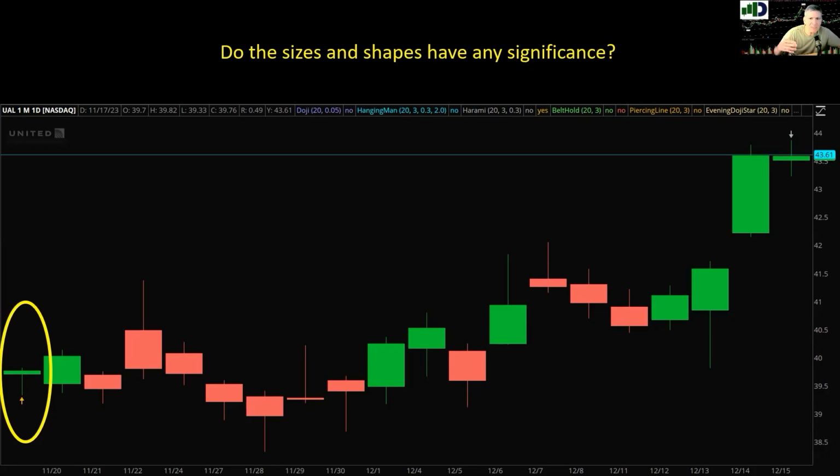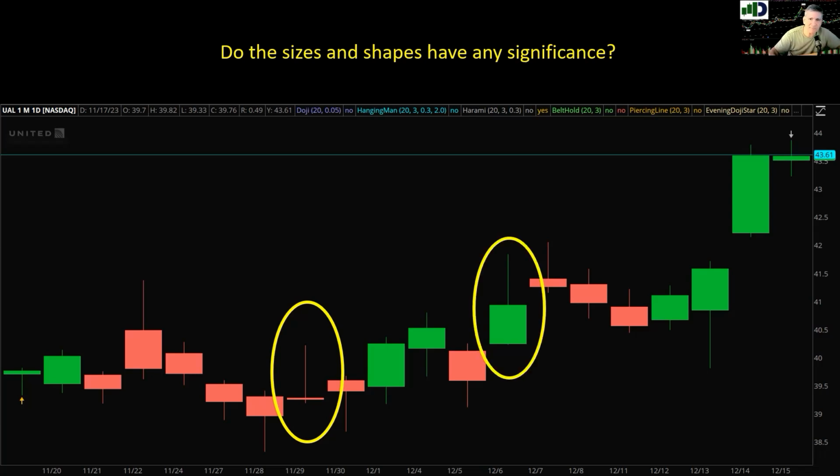A candle of the same type will have a completely different meaning depending on where it appears in the price trend. There are all different types, shapes, and sizes of candlesticks, all meaning something different.